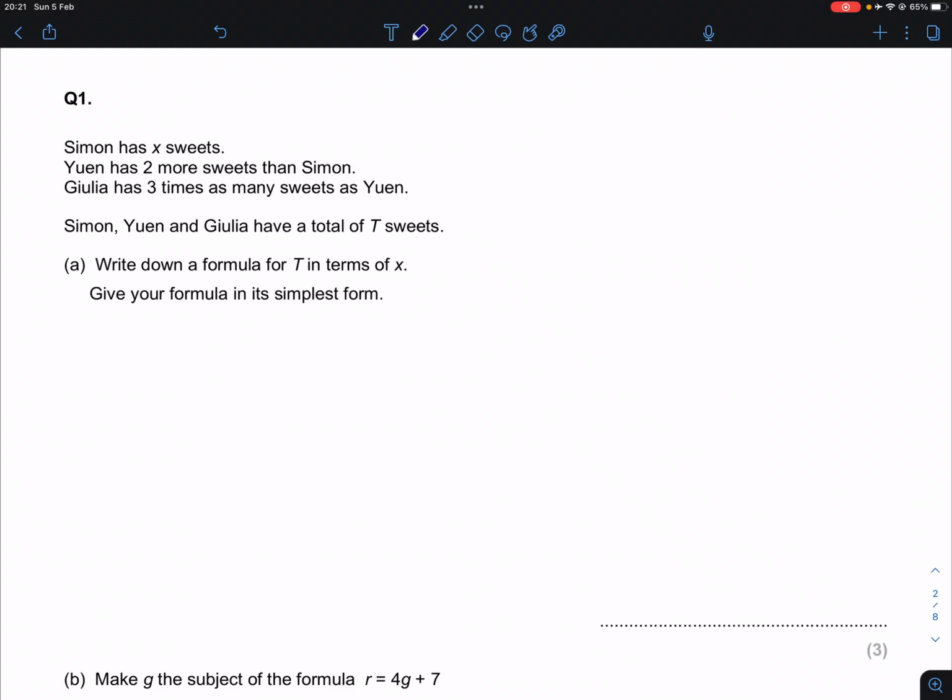Question 1. Simon has X sweets. Ewan has 2 more sweets than Simon, and Julia has 3 times as many sweets as Ewan. Simon, Ewan, and Julia have a total of T sweets. Write down a formula for T in terms of X.